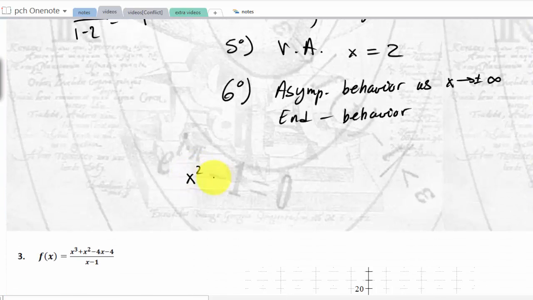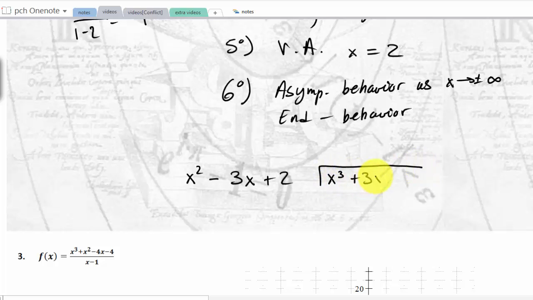So I have x squared minus 3x plus 2 into x cubed plus 3x squared minus 4. Now, the thing is, you don't need to finish the long division. As soon as you have the quotient, you're done. So how many x squared into x cubed? Well, 1, right? x times x squared is x cubed, so negative x cubed. x times negative 3x is negative 3x squared, so plus 3x squared, right?